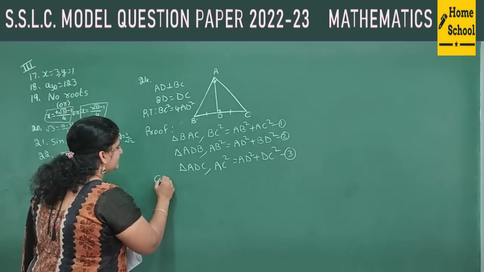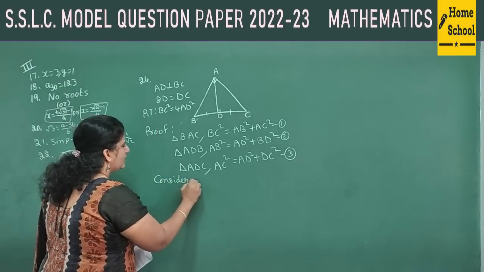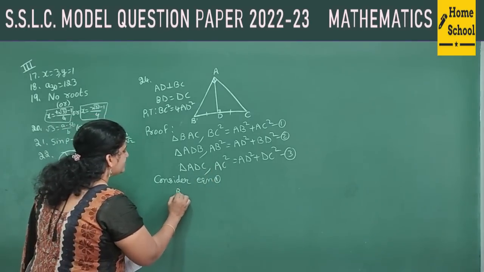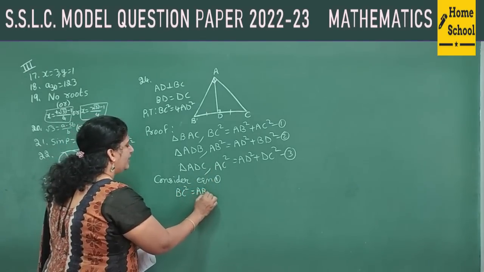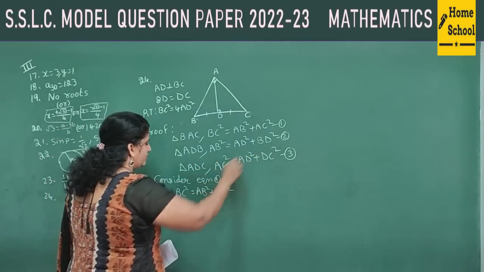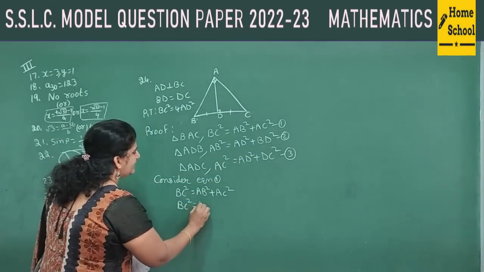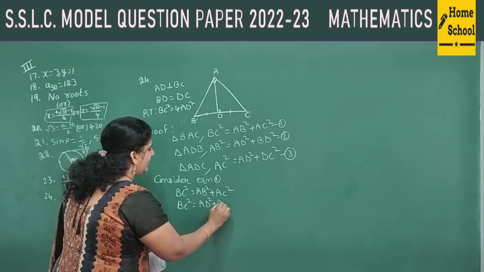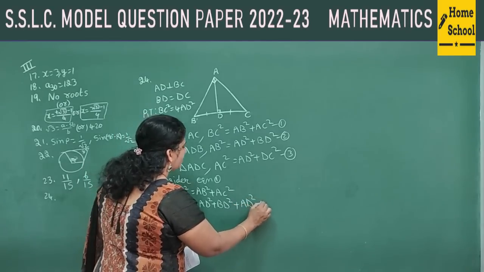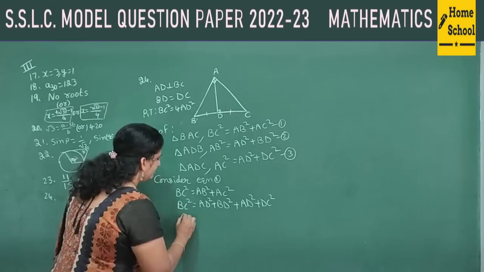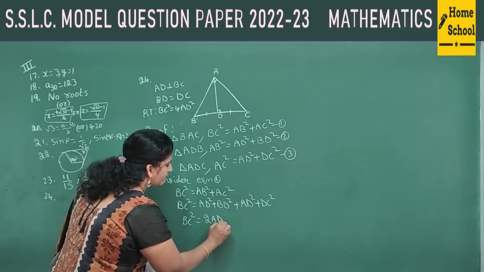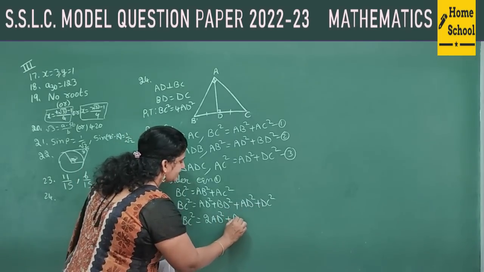Right? Consider equation 1 and substitute 2 and 3 in it. What is equation 1? BC square is equal to AB square plus AC square. In AB square, substitute this one, AD square plus BD square. In AC square again substitute AD square plus DC square. BC square is equal to AD square plus AD square, 2AD square, and BD square plus DC square right here.